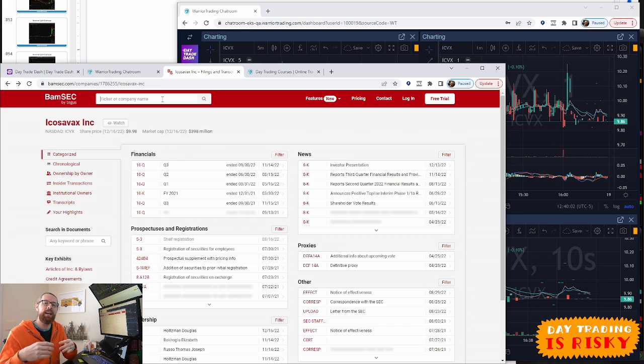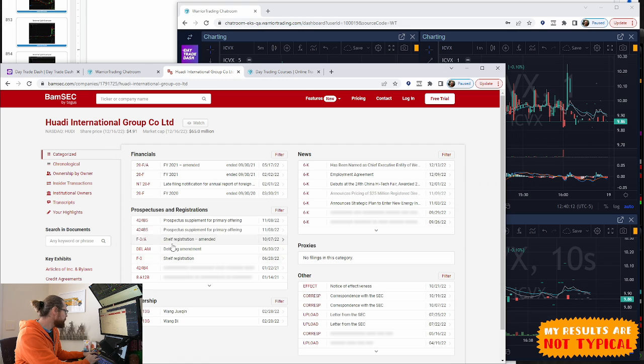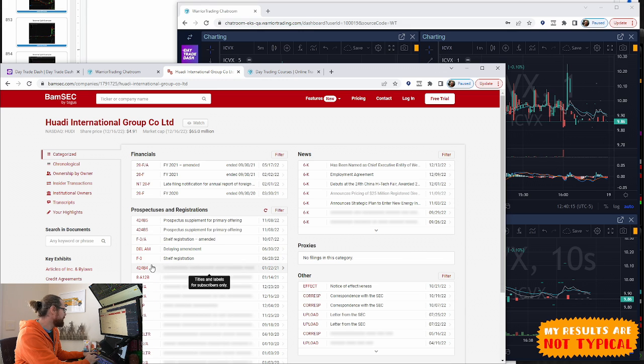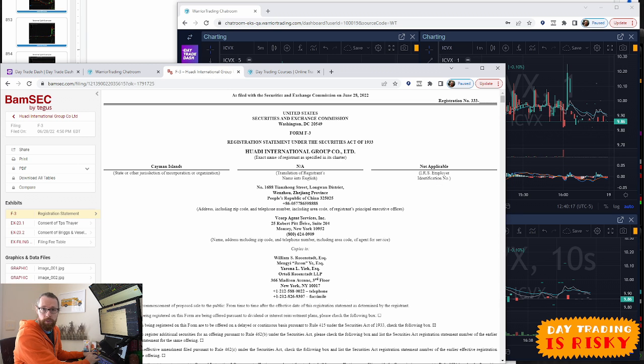And so then the offering is announced and it's priced at $5 a share when the stock was trading at $20 a share. Now, here's an example. Let's look at HUDI. This is a foreign stock, so they've got an F3, which is the same as an S3 but for foreign companies. This is a Chinese company with an F3. So they've got their shelf registration.